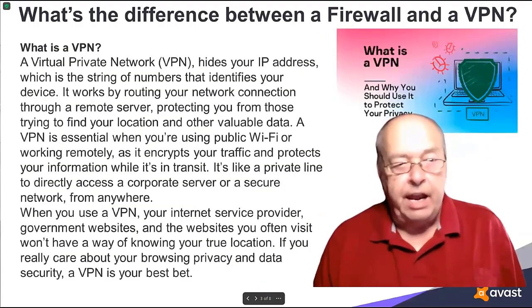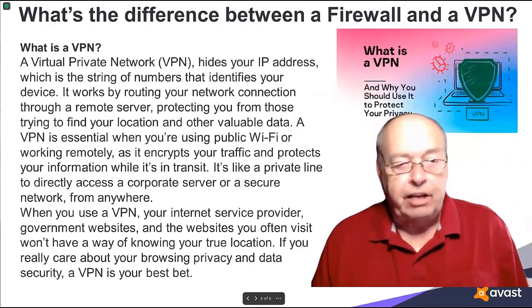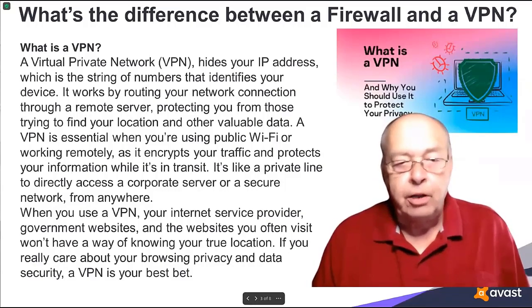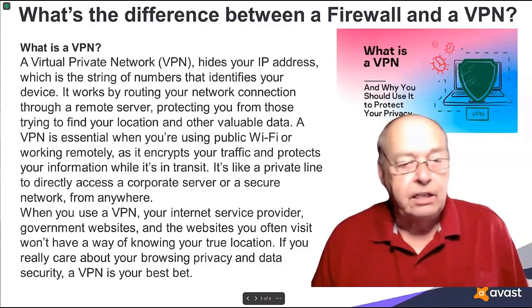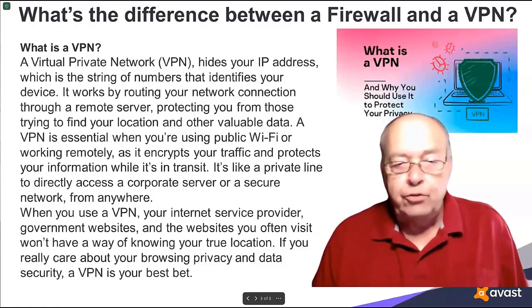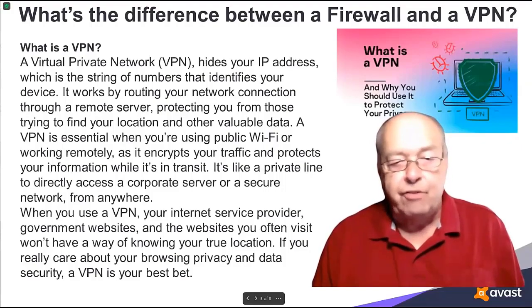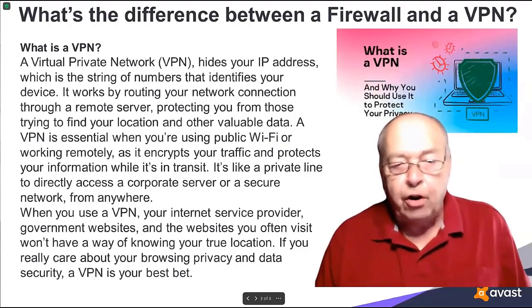What is a VPN? A virtual private network hides your IP address, which is the string of numbers that identifies your device. It works by routing your network connection through a remote server, protecting you from those trying to find your location and other valuable data. A VPN is essential when you're using public Wi-Fi or working remotely, as it encrypts your traffic and protects your information while it's in transit. It's like a private line to directly access a corporate server or a secure network from anywhere.